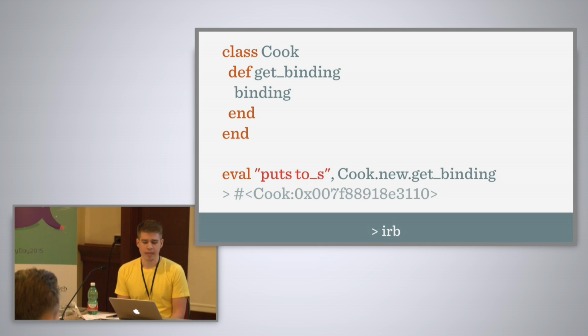So for example, if we wanted to execute our little puts to_s inside the Cookery class, here we have just cook, and we made the get_binding method leak out what that binding is, because that binding is normally private. Then we can execute that code inside there, and instead of printing out main like it was before, it actually prints out this nice, lovely string.